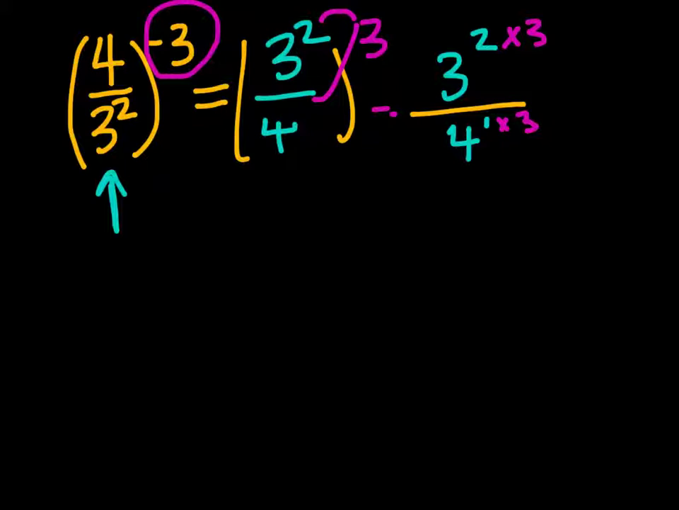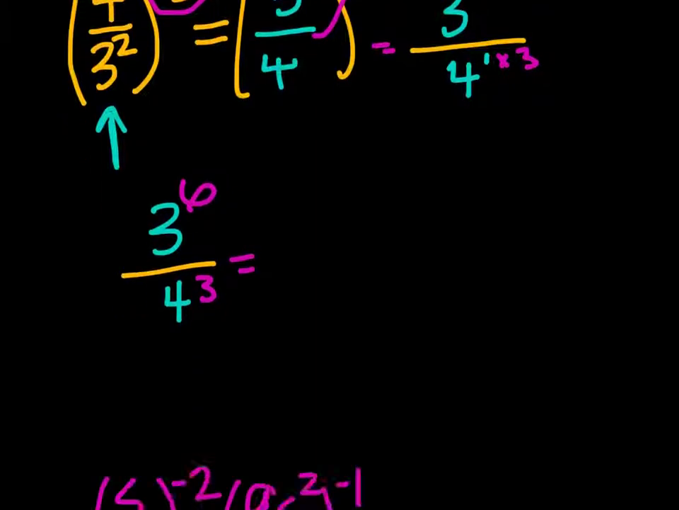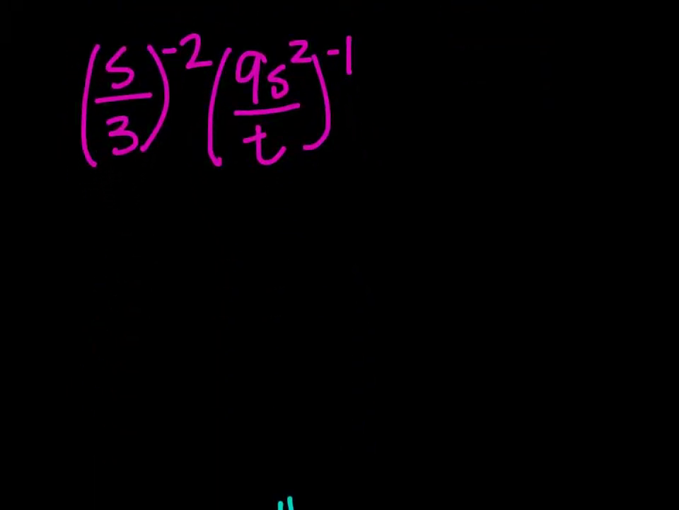So let's finish this math up. So we have 3 to the 6th power over 4 to the 3rd power. And of course we can simplify that further, whatever 3 to the 6th is, over 4 to the 3rd, and put that in a calculator, but that's how we do that problem. Next one. We have a little bit more action happening this time.